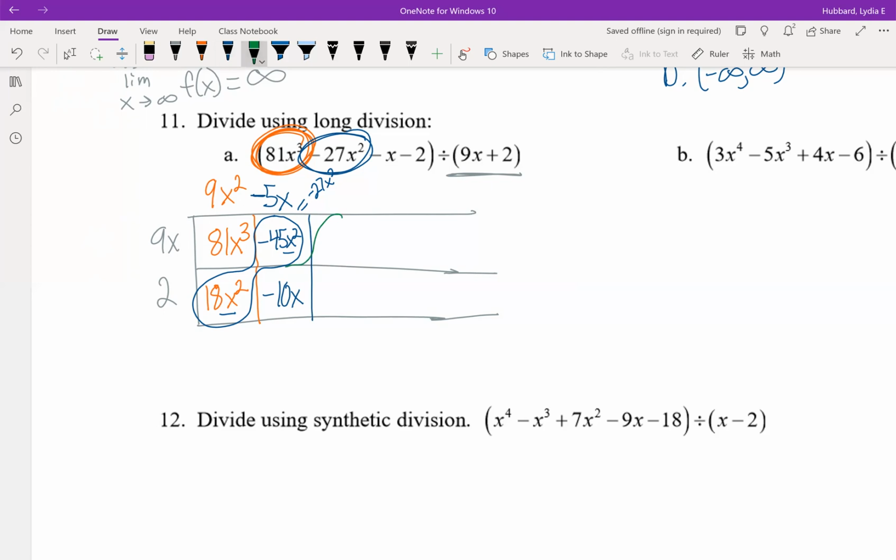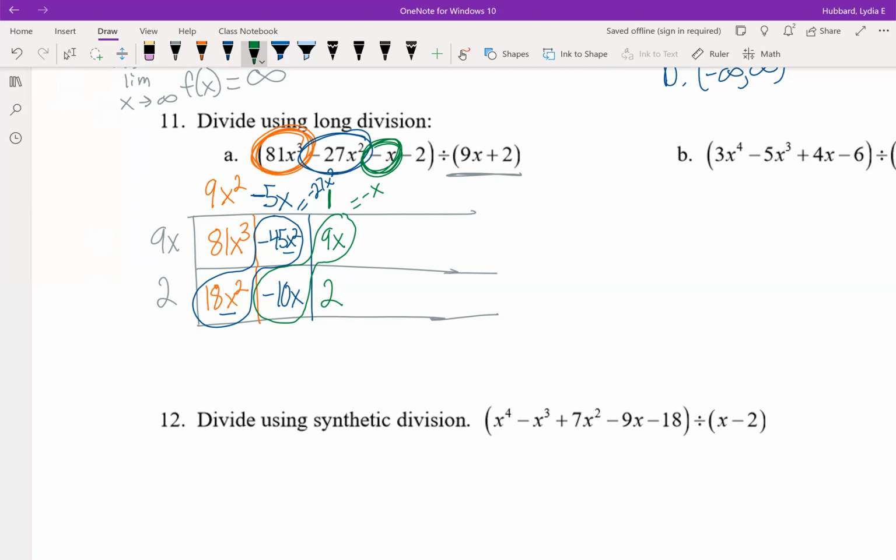Okay, so on the next diagonal, these need to add to that next term, which is a negative x. Okay, that's coming from right here. Okay, so negative 10x plus a positive 9x would add to a negative x. So we're good there so far. Okay, so 9x times what would give us 9x? It would just have to be a regular 1. And then 1 times 2 is 2.